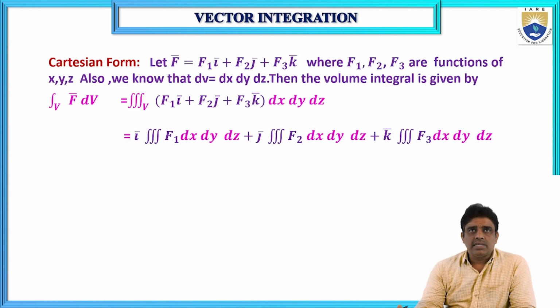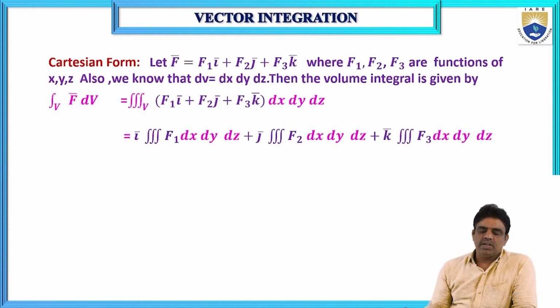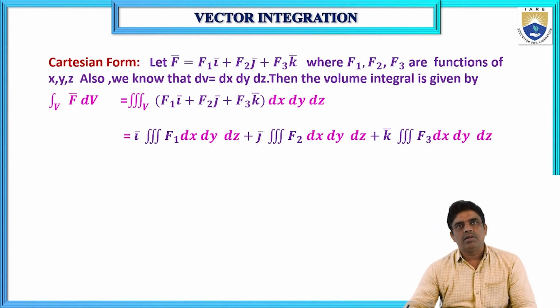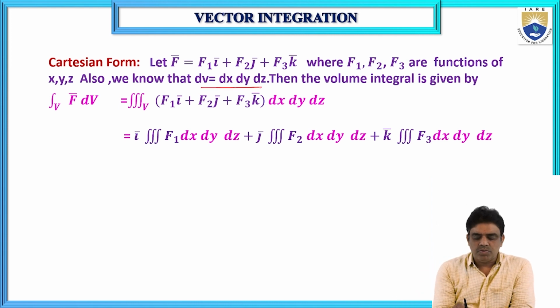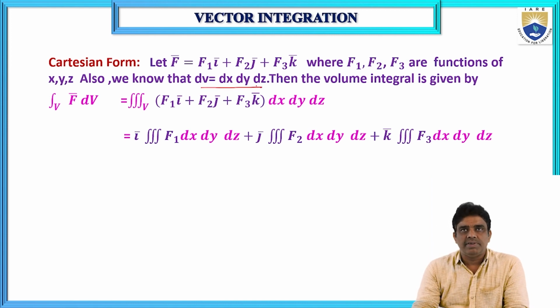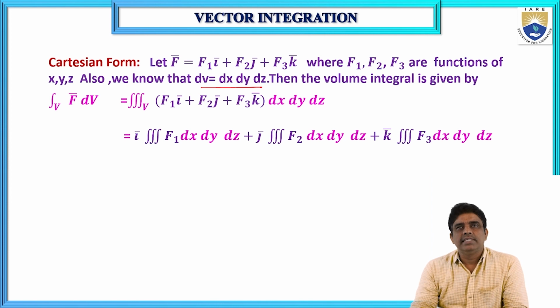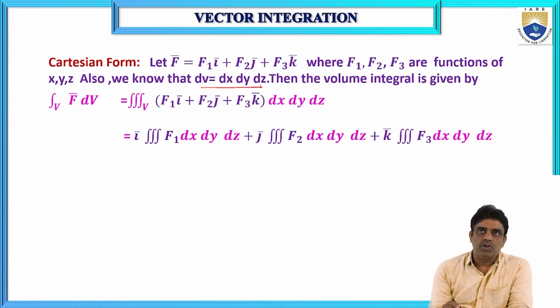Now let us see the Cartesian form. Let f bar be a vector point function of x, y, z, that is f1 i bar plus f2 j bar plus f3 k bar, where f1, f2, f3 are functions of x, y, z. And dv is equal to dx into dy into dz. dv is the volume of the small region, which can be denoted as length into breadth into height. That is, small change in length is dx, change in width is dy, change in height is dz. So dx into dy into dz is the volume.